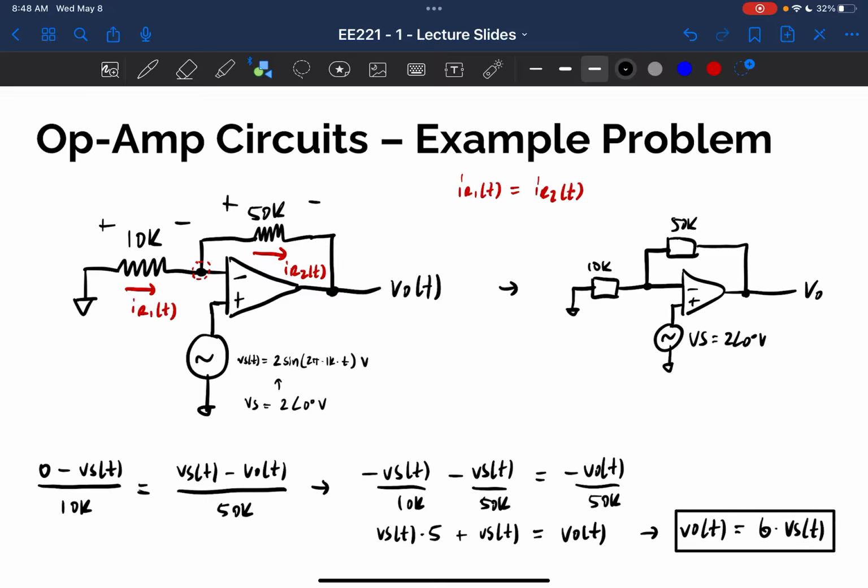Skipped a lot of steps mathematically there, but basically I just moved terms around and isolated V out of T. And what we can see, again, just like we would expect, is that we got V out equal to V in multiplied by 1 plus R2 over R1, exactly like we should expect from a non-inverting op-amp configuration.